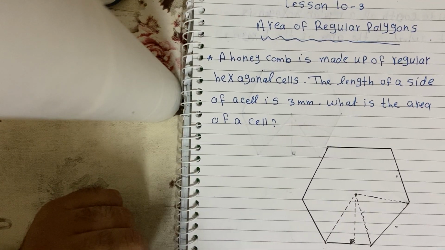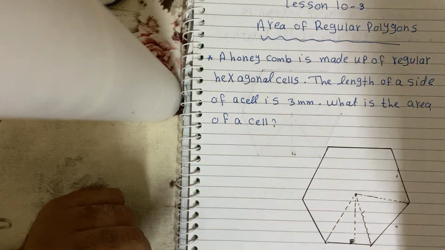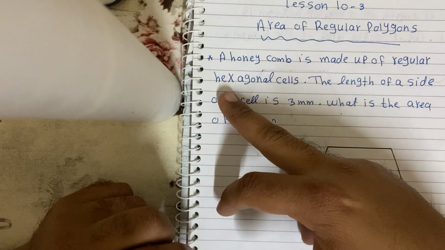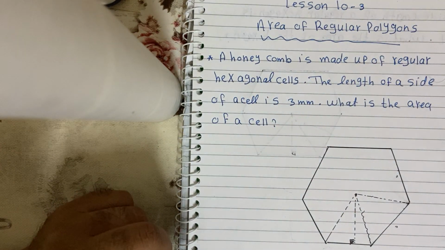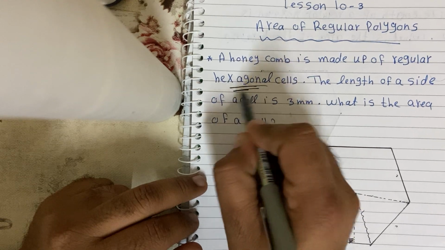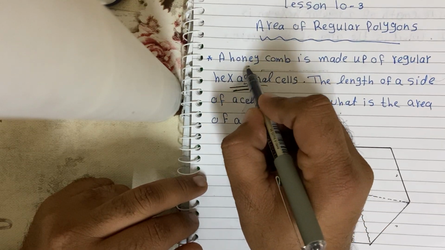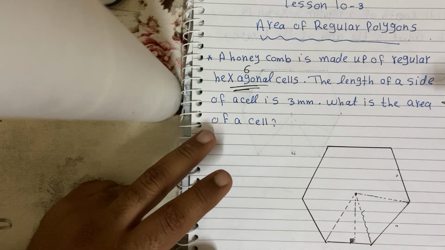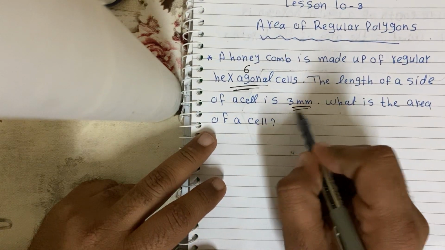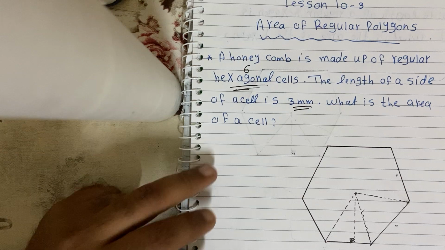Here we have the first exercise. A honeycomb is made up of regular hexagonal cells. Don't forget, hexagon means 6 sides. The length of a side of a cell is 3 millimeters. What is the area of a cell?